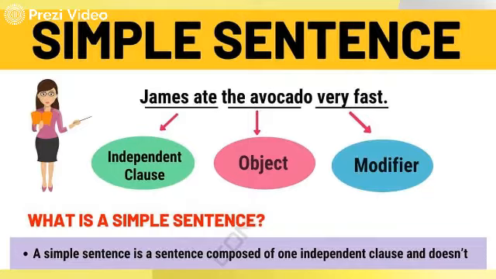A simple sentence is when you have one subject and one verb, and it's called an independent clause. One subject, one verb is a whole or complete idea. In this example, we have: James ate the avocado very fast. James is the subject, ate is the verb, and all the other part is the predicate or the object. You can give me other ideas, but it's the same as I like music. We have one subject, one verb.